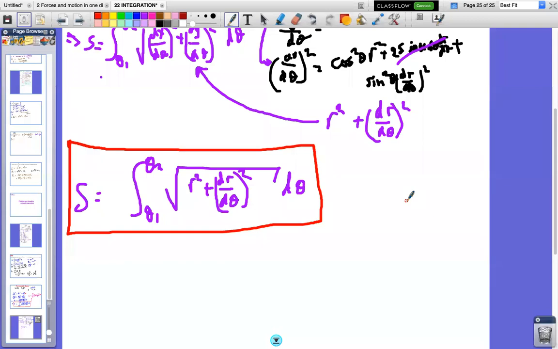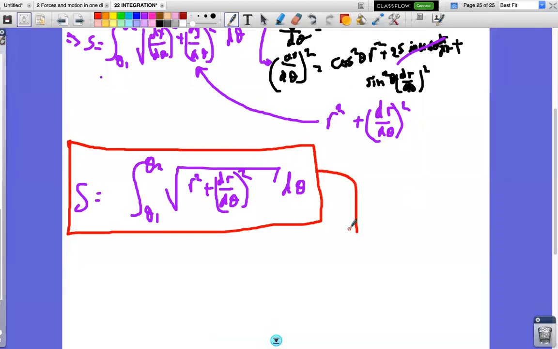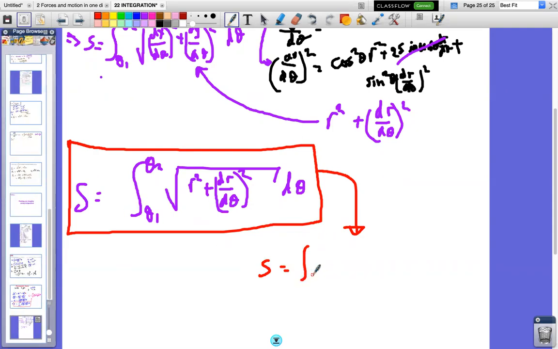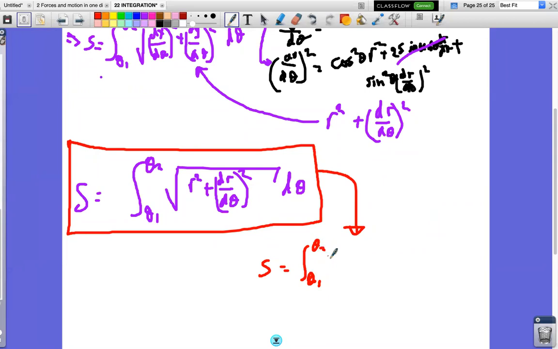Okay. If you have a good memory, you can keep that in your memory. But for me, I like to always find a formula to use if I need it. S is equal to the integral from theta 1 to theta 2 of the square root of r squared plus r prime of theta all squared d theta.